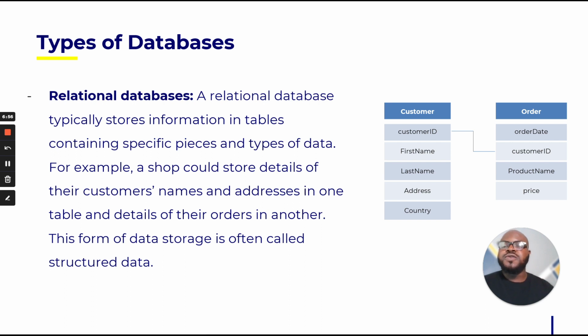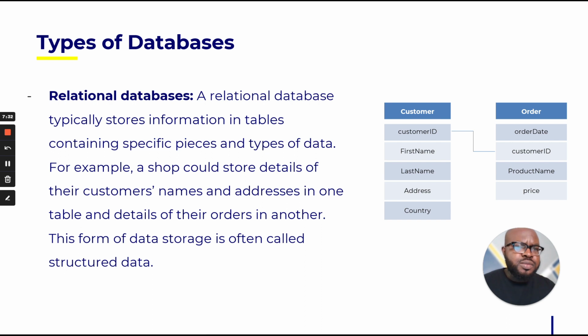I could store details of my customer names and addresses in one table. I could call it my customer table. On my customer table, like you can see here on the screen, I could have different fields. I could have my customer ID, so that's an ID for each customer. Adamu is customer 1, Musa is customer 2, Brian is customer 3, etc. And I could have a field for their first name, last name, address, and country.